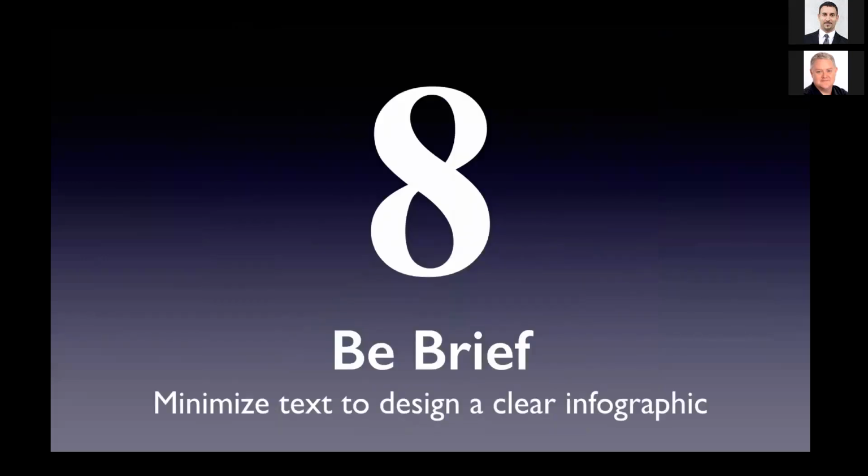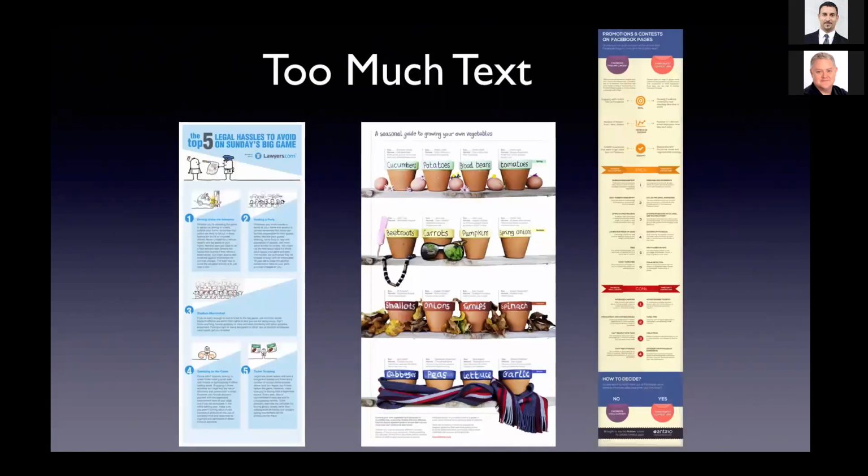Number 8, I'll say, is be brief. You want to minimize text as much as possible because you want your design to be simple and easy to understand. And your audience is looking for an infographic, not for an article. So these are examples of infographics where a whole bunch of text has been pasted in there. And it almost looks like someone took a blog post or an article, saved it as a JPEG image, and then called it an infographic. But there's not a whole lot of graphic to it.